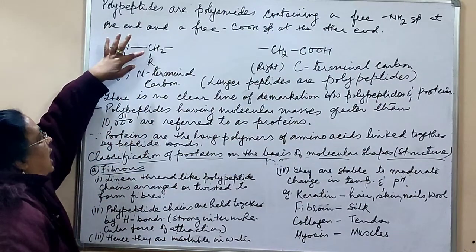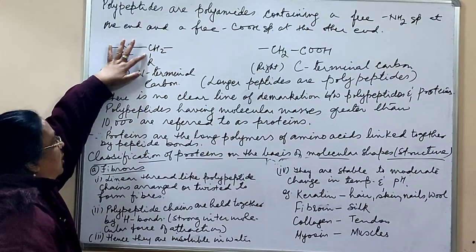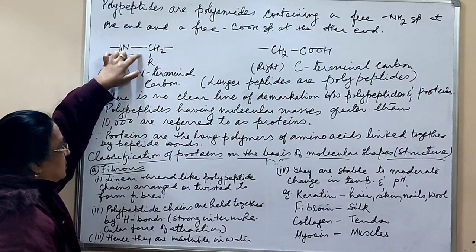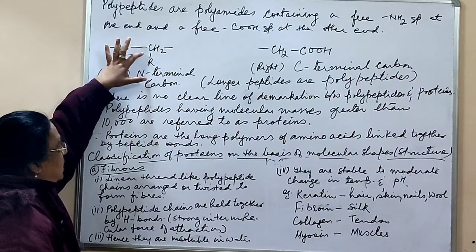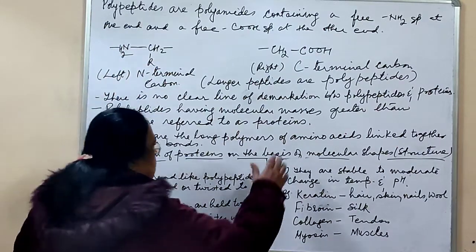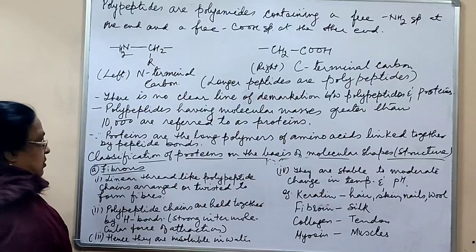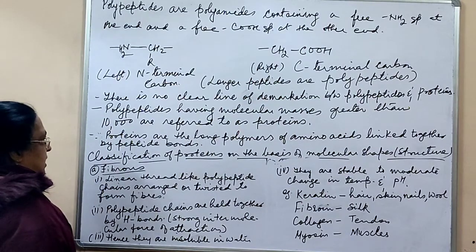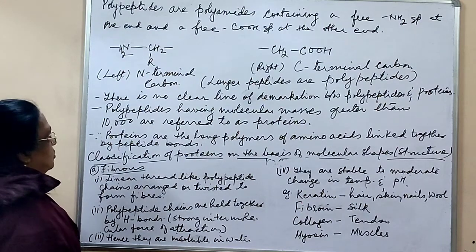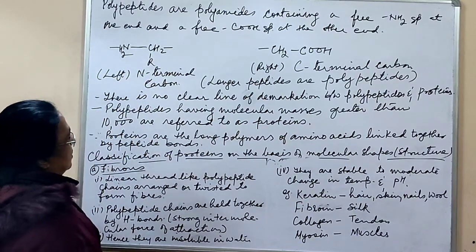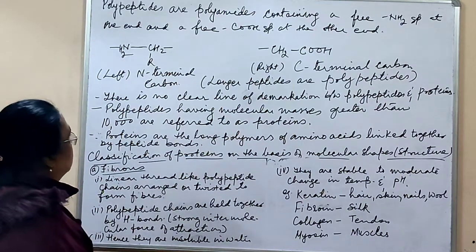The terminal carbon has two names. If it is attached to the NH2 group, it is called N-terminal carbon, when we talk of this side. And the carbon is said to be C-terminal carbon when we are talking about the carboxylic group side. So the right side carbon is called C-terminal carbon, and if you start naming from the left side it will be called N-terminal carbon. So you should know that N-terminal carbon means the alpha carbon with the NH2 group attached, and C-terminal carbon means the alpha carbon with the carboxylic group attached.